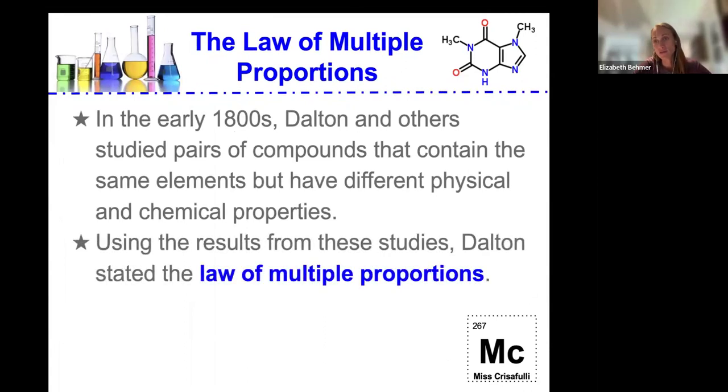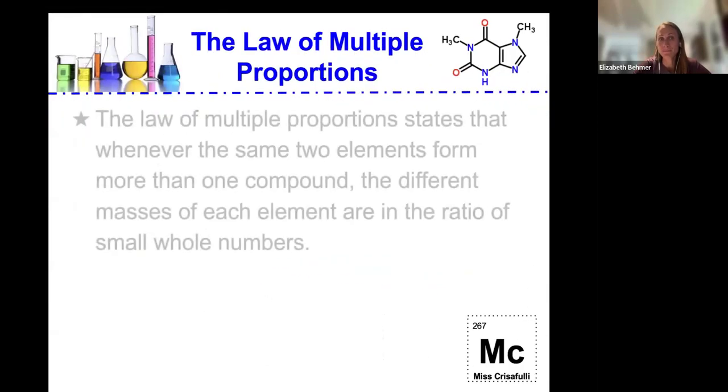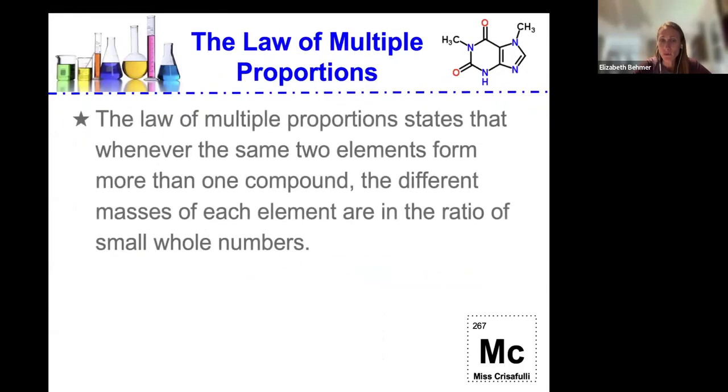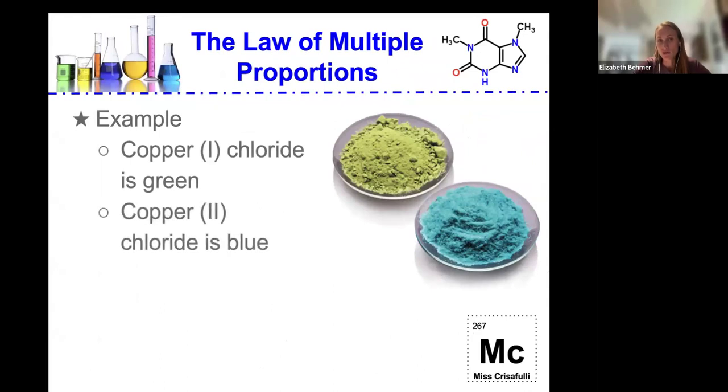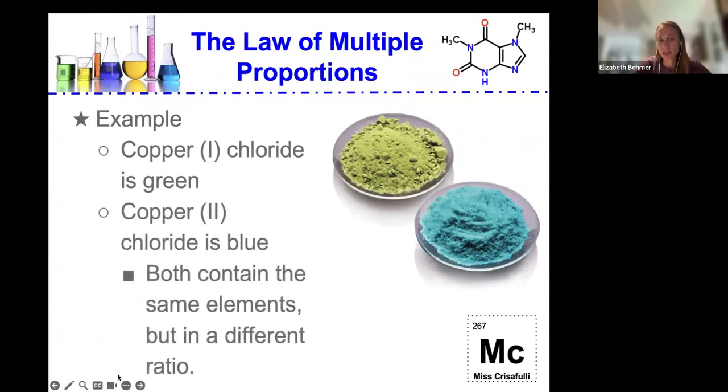And using the results from these studies, Dalton stated the law of multiple proportions, which states that whenever the same two elements form more than one compound, the different masses of each element are in the ratio of small whole numbers. So for example, copper(I) chloride is green and copper(II) chloride is blue. Both contain the same elements, but in a different ratio. And that's what gives them their different physical properties of green and blue.